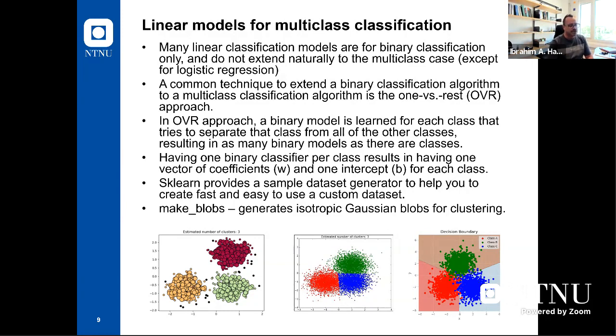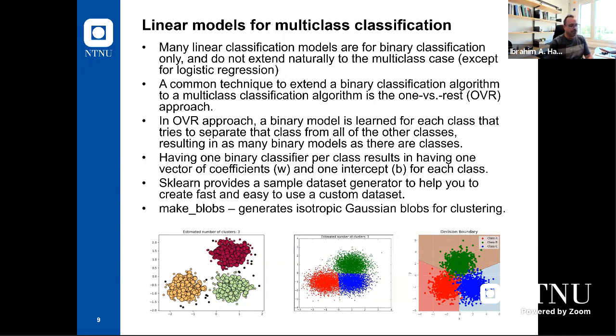So the idea here, in fact, is to have one binary classifier per class, and of course each binary classifier will have its own coefficients omega and bias, right? So we will build three models. If you have three classes, we will have three perceptrons. If you have 4 or 5 classes, you will have 4 or 5 perceptrons, and so on.